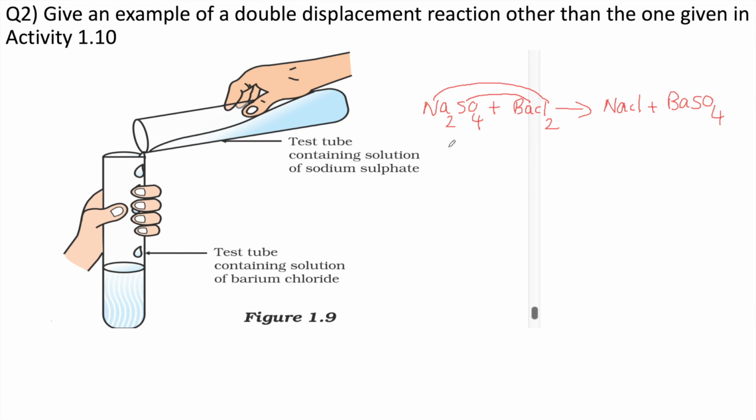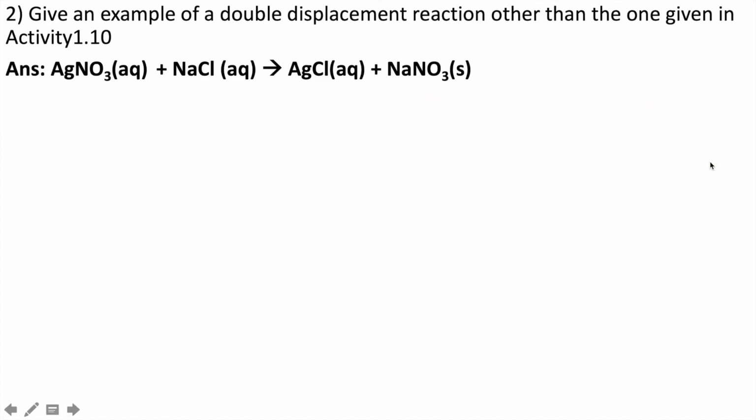Okay, so we can write like NaNO3 sodium nitrate plus silver chloride AgCl. The same reaction happens. Na and Cl combine to form NaCl and Ag and NO3 combine to form AgNO3. We can represent the physical states also in this chemical equation.